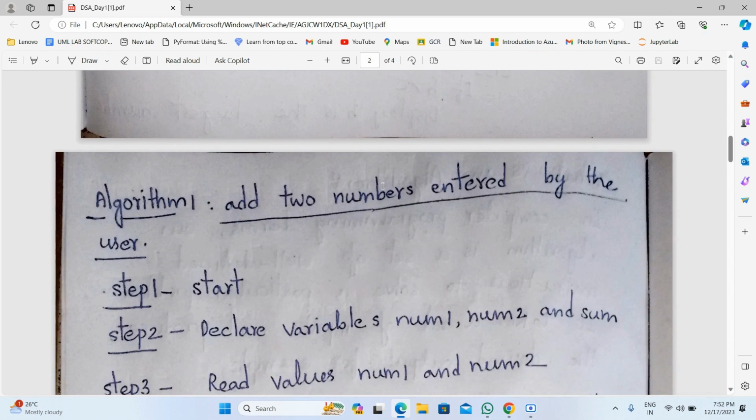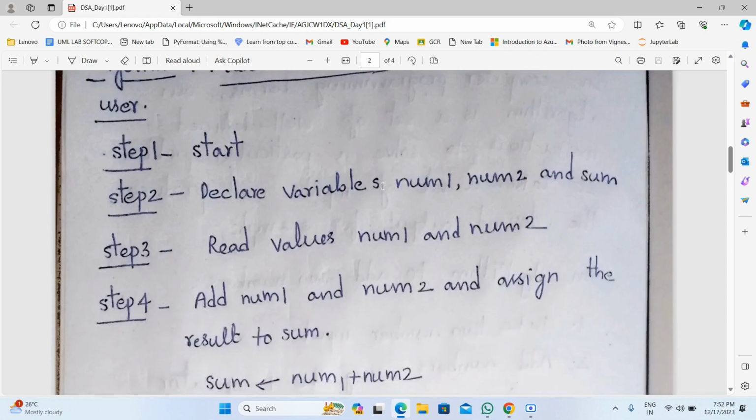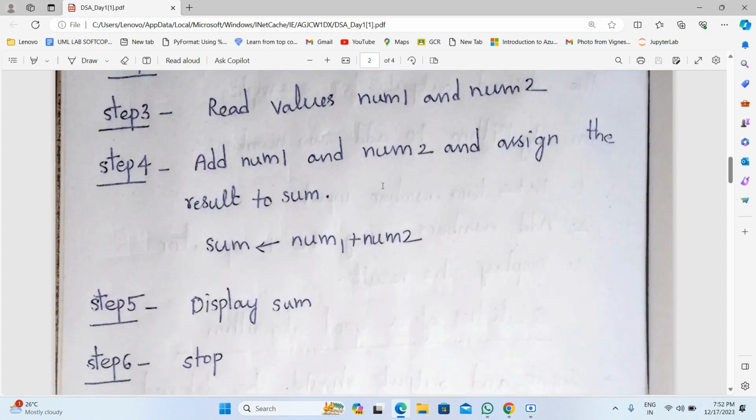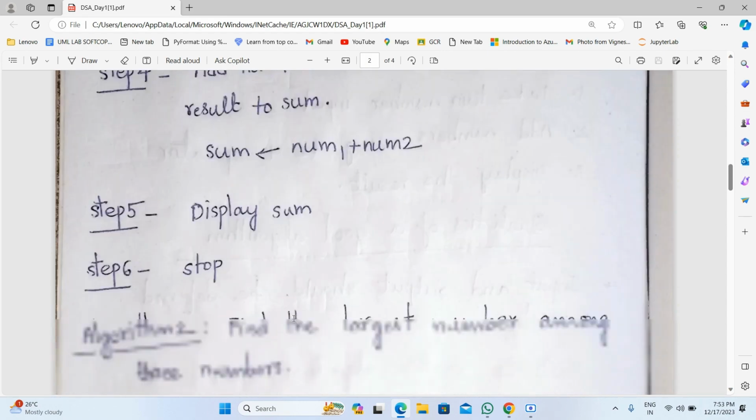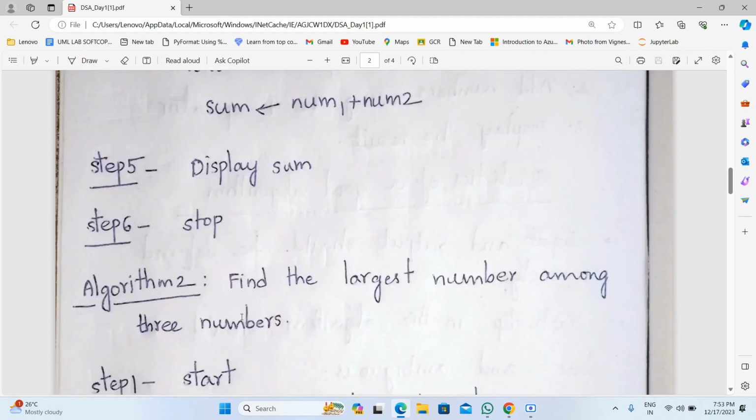Algorithm 1. Add two numbers entered by the user. The first step is start. Next, you declare variables num1, num2, and sum. Next, read values num1 and num2. After that, add num1 and num2 and assign the result to sum. Means we are adding num1 and num2 and we are storing it in the variable sum. After that, we are displaying sum and we are stopping.